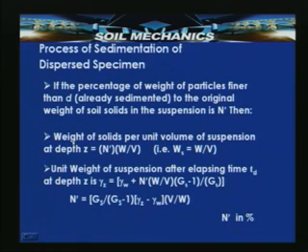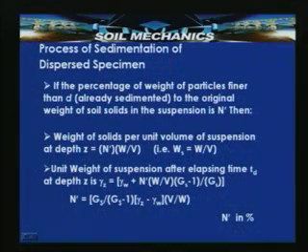So, from the process of sedimentation of the dispersion, if the percentage of the weight of the particles finer than the d that is already sedimented to the original weight of the soil particles in the suspension is say n dash, then we can determine the weight of the solids per unit volume of suspension at depth z as n dash into W by V. So, here I have written n dash is W by V, which is nothing but Ws is equal to W by V. W is now treated as a weight of the solids in a known unit volume.